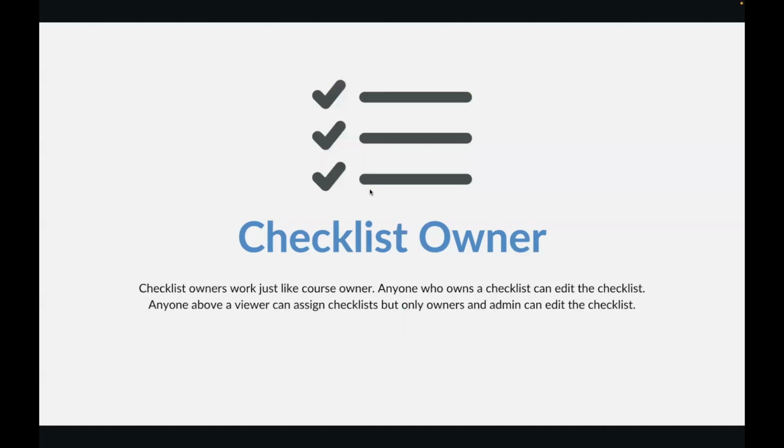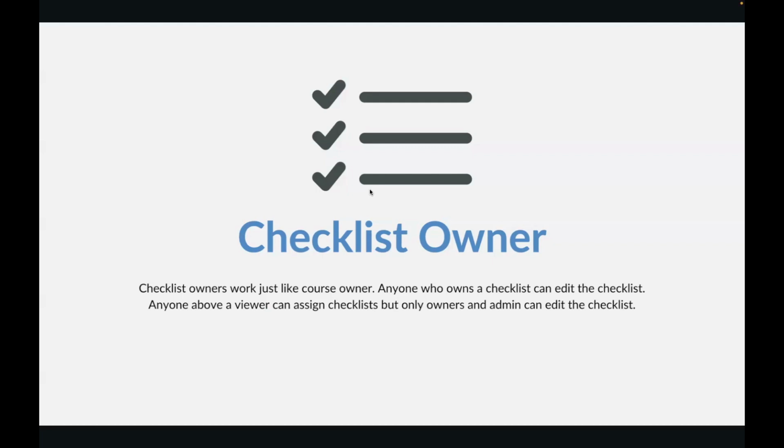Checklist owner. So the checklist owner works just like the course owner, except we're talking about checklists this time. So this is the person who can edit the checklist. Again, anyone who's a manager level can still assign out checklists, but they won't be able to edit anything about the checklist, any of the questions or answers or things like that.